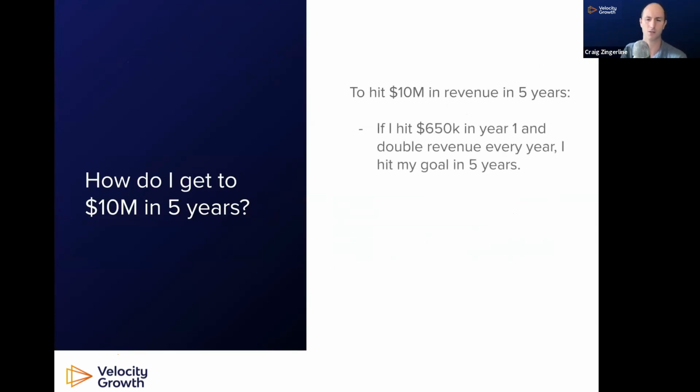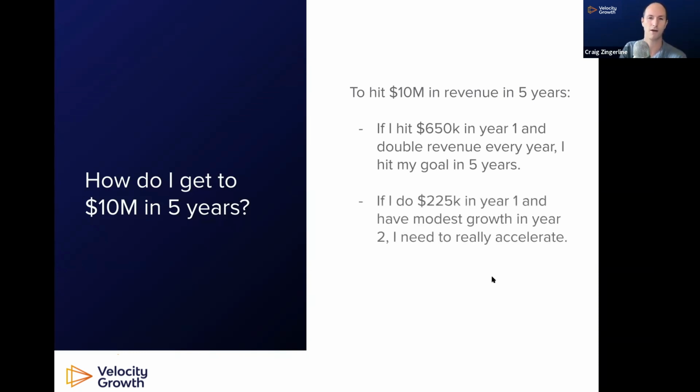Or if your model is a consumer model, it might be hitting a certain metric for user growth. So if I hit 650,000 in year one and then double revenue every year, I can hit my goal. If I do 225K in year one and have modest growth, I'm going to need to accelerate my growth.